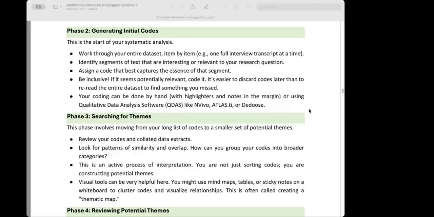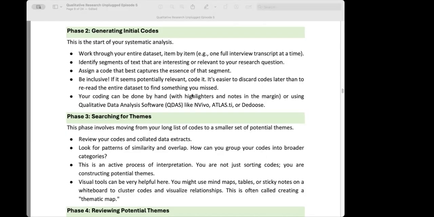As you read carefully, you identify interesting or relevant segments of text, phrases, sentences, maybe short paragraphs that seem significant in relation to your research question. Each time you find one, you assign a concise code, remember, a word or short phrase that accurately captures the essence of that specific segment. And you mentioned being inclusive here.